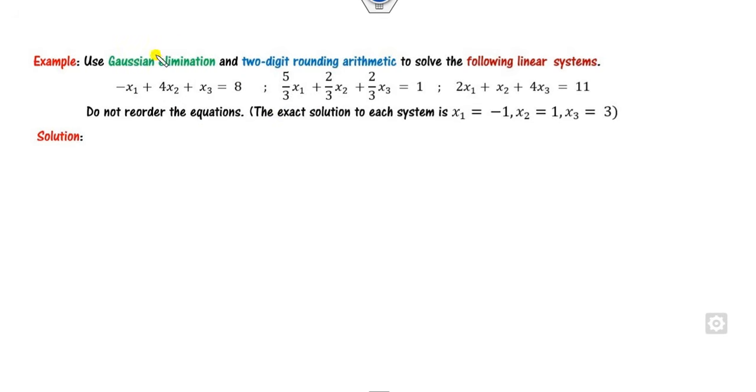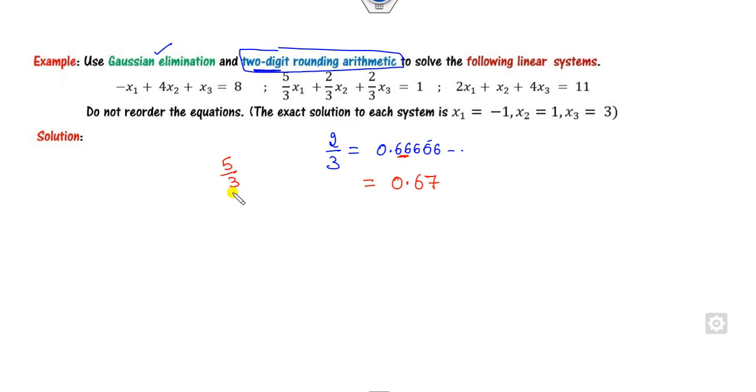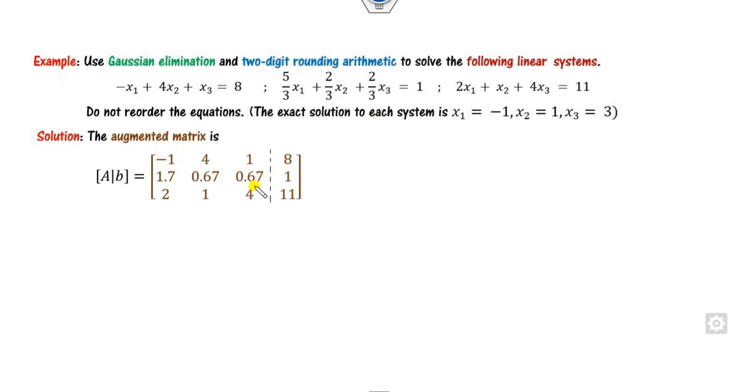Now use Gauss elimination. You have to use 2-digit rounding arithmetic. What is the meaning of that? If you divide these, it will be 0.6666, and here you have to write 2-digit rounding. So what is the answer? In 2-digit rounding, it is 0.67. Similarly 5/3 is 1.6666, which in 2 digits is 1.7. So I can write it like here.